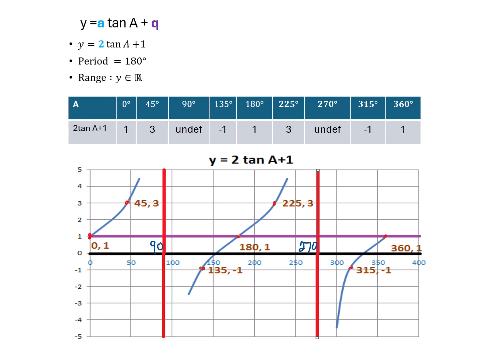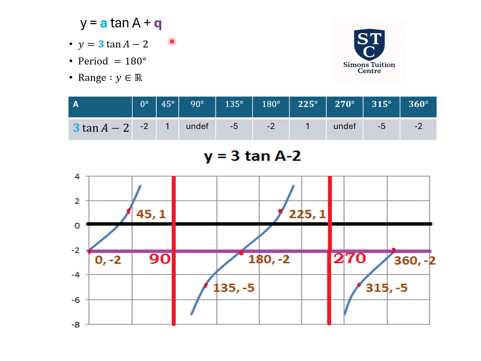Right, I'm going to do a second example. So let's look at another example. This one says 3 tan x minus 2. So generally, we should remember 0, 180, 360 gives me 0. So tan of 0 is 0, tan of 180 is 0, tan of 360 is 0. So 0 times anything is 0.